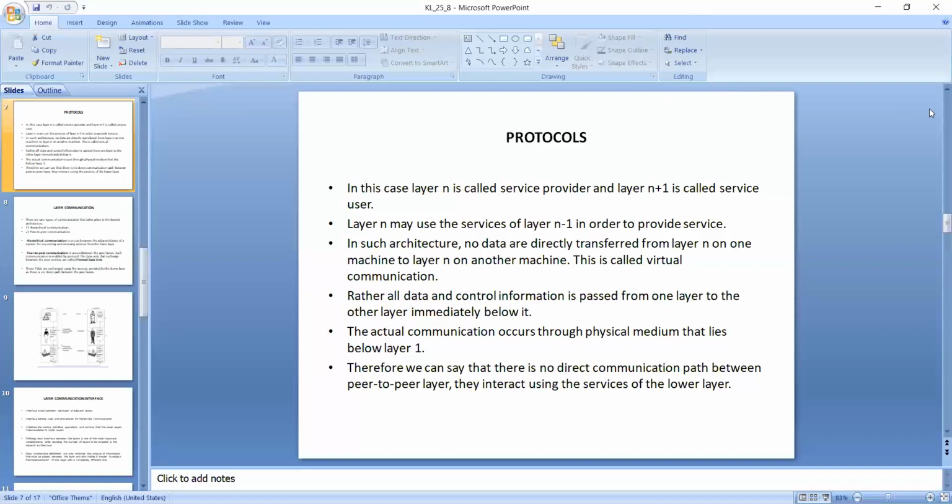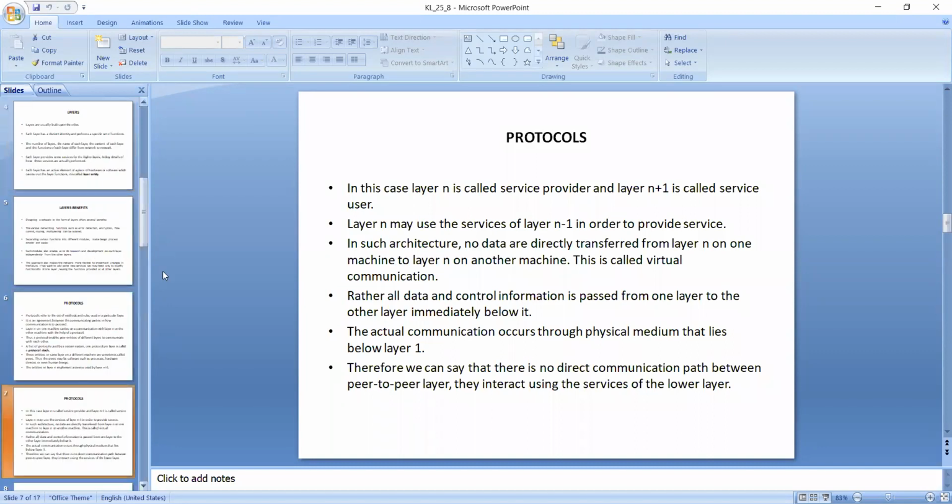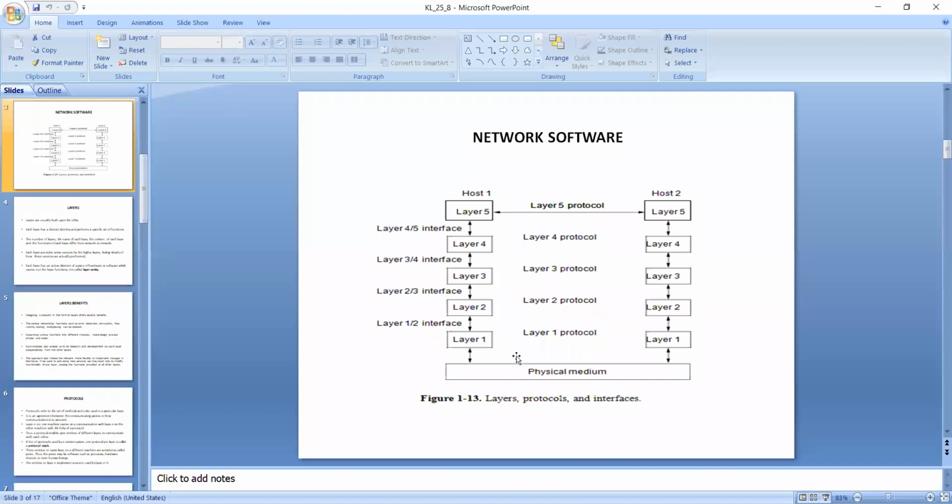So in such architecture, no data are directly transferred from layer N on one machine to layer N on another machine. This is virtual communication. Once again, go to the diagram. Look here. The communication between layer 1 and layer 1 is not direct communication. It is a virtual communication. Only the direct communication takes place between the different layers of the same machine. You have to remember that.